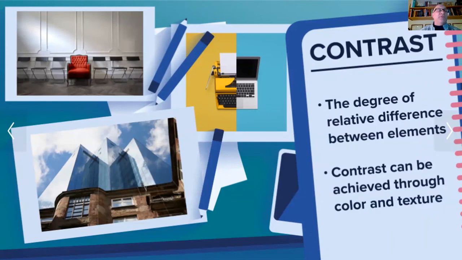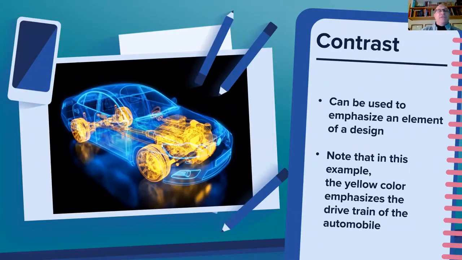Again, some more contrast. We have the red chair up above, and everything else is kind of a soft color. The picture below, contrast, we got the dark brown brick building below, and then we have the glass building up above it. And of course, we got the old-fashioned typewriter in the yellow, and we have the brand new computer up on top in the blue. Again, contrast, this is pulling our attention.